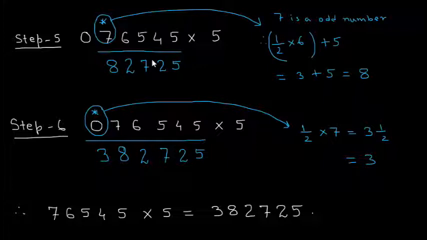Step 6, half of the right hand side neighbor, that is 7. So half of 7 is 3, 1 by 2, that is 3. We won't take the fraction part, we'll take the whole number part. So we'll put 3 here. So that is the answer.